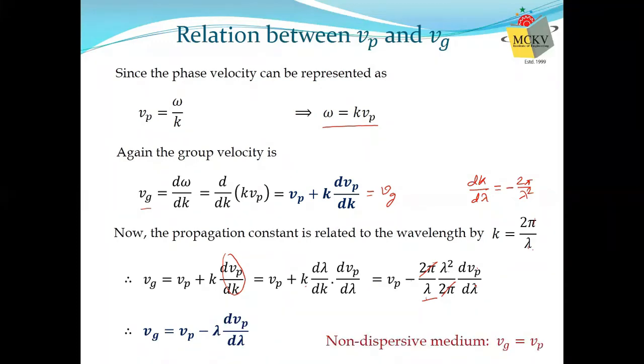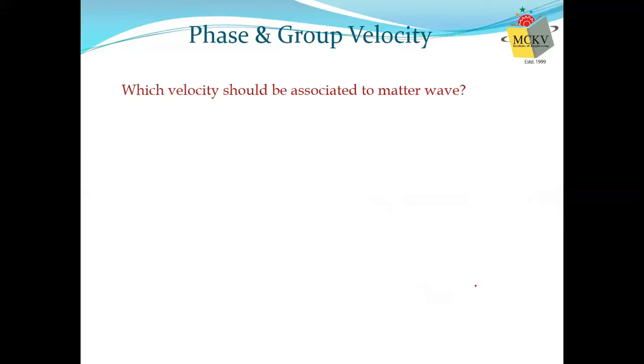By the way, please note that in case of a non-dispersive medium, group velocity is the same as the phase velocity. Now, when we talked about the de Broglie hypothesis, we said that whenever a particle moves, a wave is associated with it. We call that wave the matter wave, or sometimes the pilot wave. Now, what is the velocity, whether phase velocity or group velocity, that should be represented with this matter wave? In other words, with what velocity should the matter wave propagate? Let's try one by one.